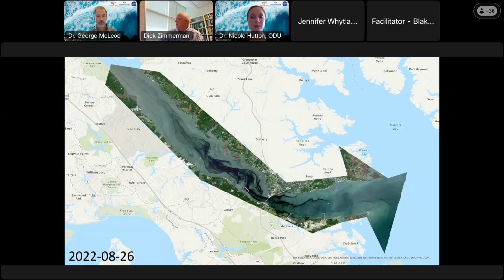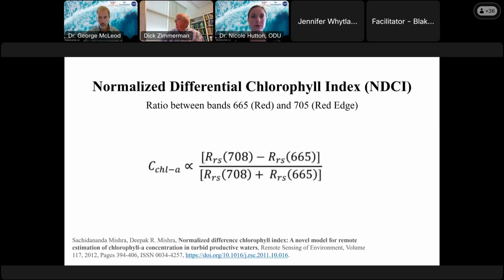So here's an image of the river that was collected in 2022. This is August 26th. And all these dark ribbons represent an extensive bloom of Margalefidinium polykrikoides, a dinoflagellate that characteristically inhabits a lot of our coastal estuaries in the summertime around here.